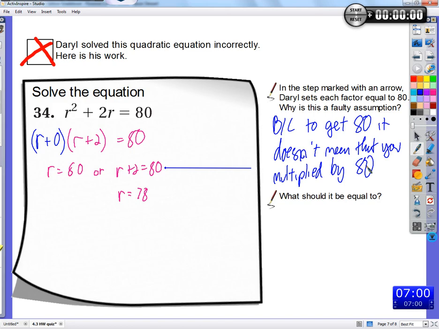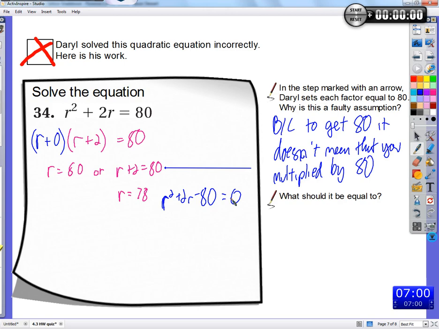Well, so what should it be? What can we set each thing equal to if we set it up correctly? How do we do this problem correctly? Yeah? Subtract 80. Why subtract 80? So we get 0, right? So that when we factor it, we get it equal to 0, so that we can apply all that logic that we just talked about. So subtract 80. Is R just going to be 8? I don't know. I haven't finished yet.